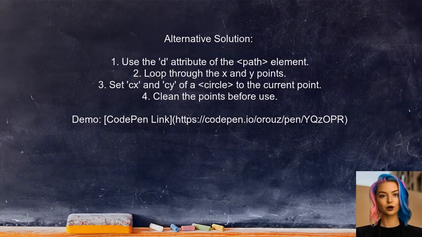An alternative approach shared by another user involves using the path's D attribute, which contains the X and Y coordinates. They suggest looping through these points and setting the current point's coordinates to a circle's CX and CY. It's important to clean the points beforehand for better results.